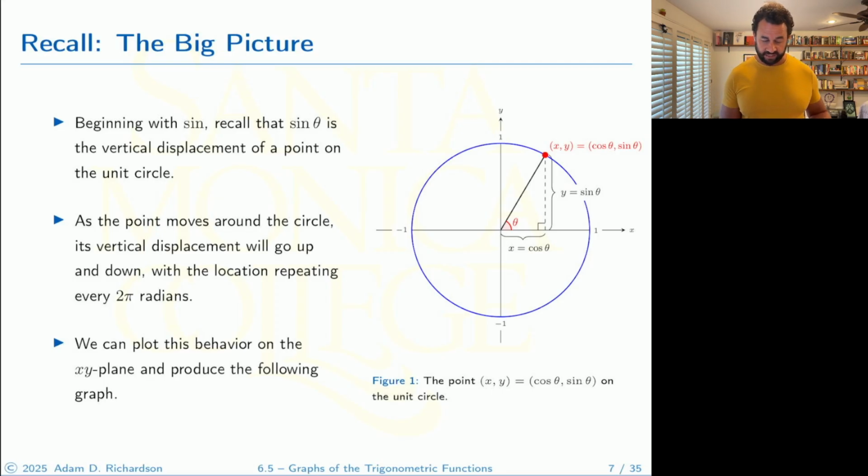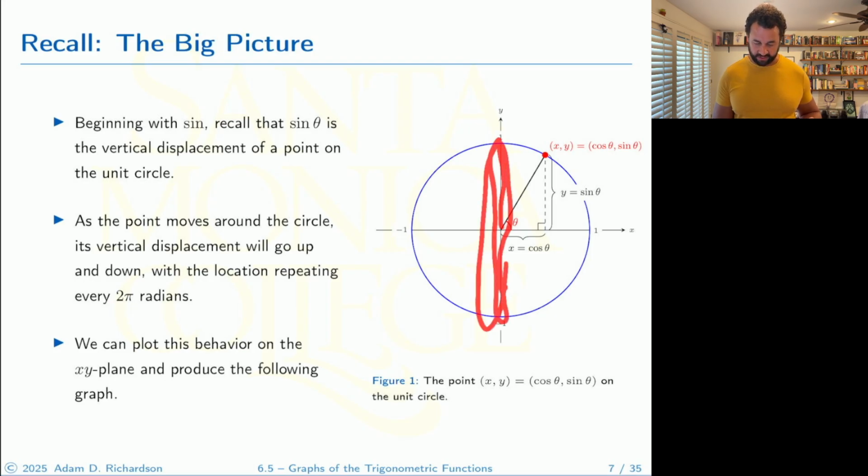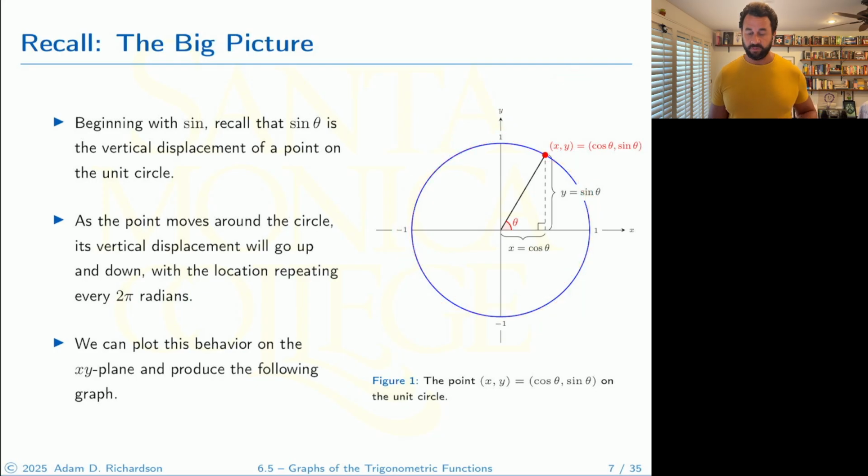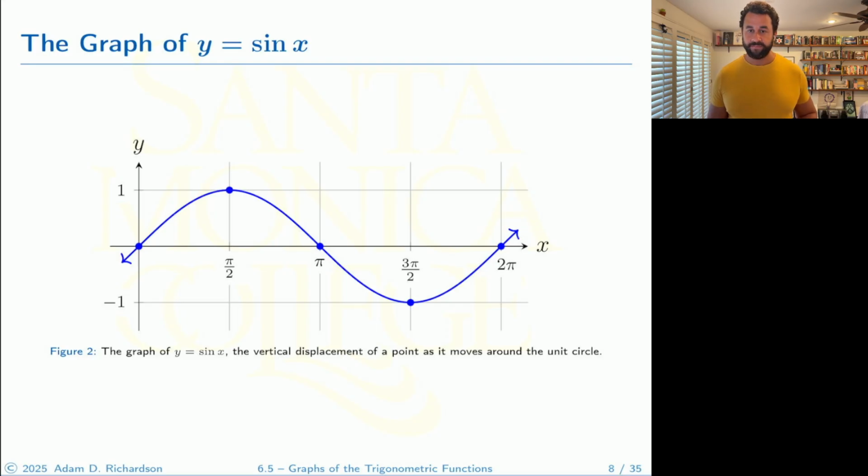Remember that sine is the vertical displacement of this point, like I just mentioned. And as the point moves around the circle like so, the vertical displacement is going to go up and then down and then up and then down and so on, with the location of the point repeating every 2 pi radians. So we can plot the behavior on the xy plane and produce this graph right here. This is a graph of y equals sine of x.